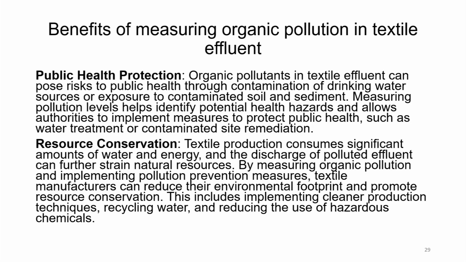Resource conservation. Textile production consumes a significant amount of water and energy, and the discharge of the polluted effluent can further strain natural resources. By measuring organic pollution and implementing pollution prevention measures, textile manufacturers can reduce their environmental footprint and promote resource conservation. This includes implementing cleaner production techniques, recycling water, and reducing the use of hazardous chemicals.